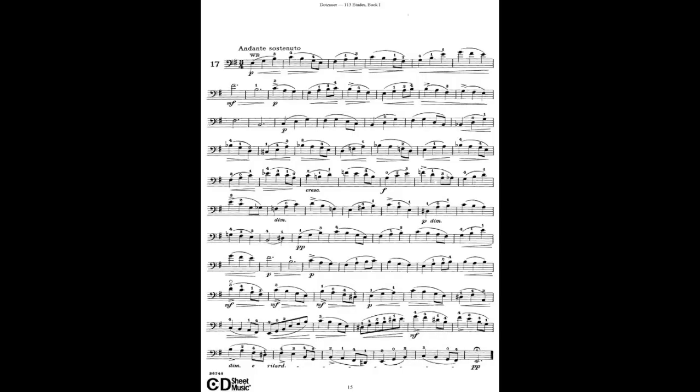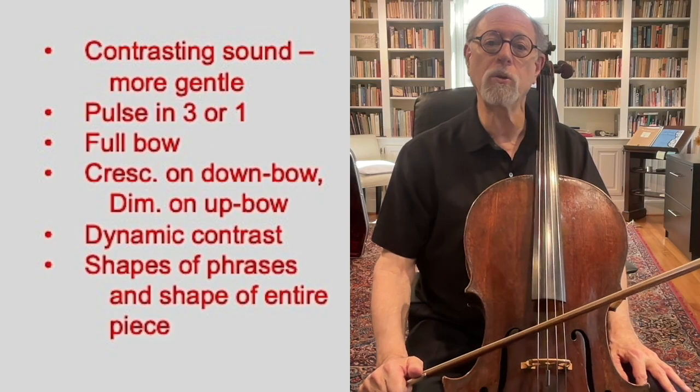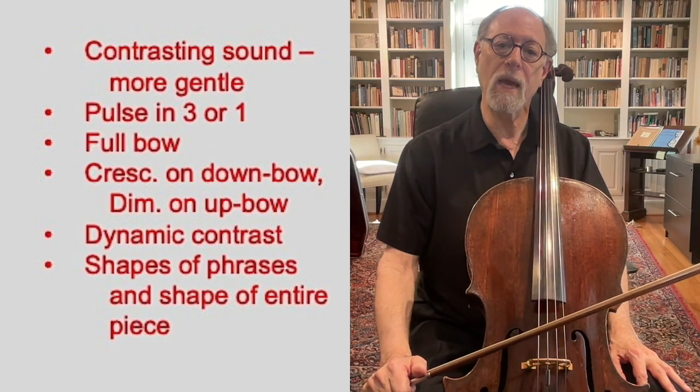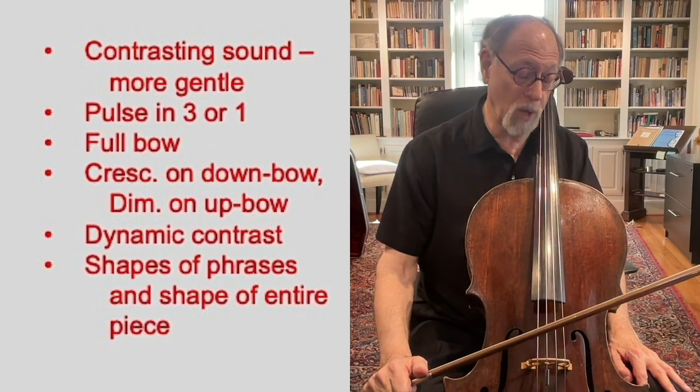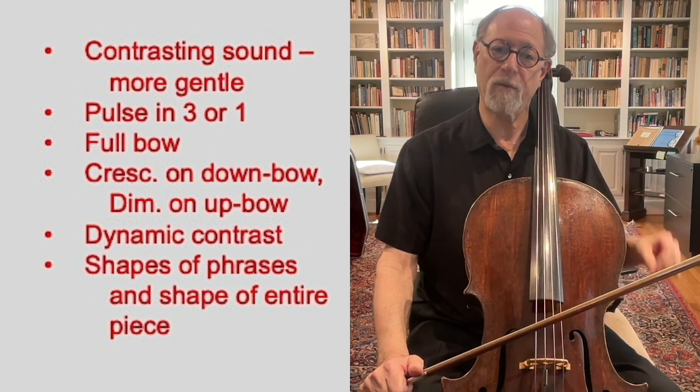After number 16, I often go right on to number 17 because that's so contrasting in sound. This one is slower and more gentle than number 16, but still uses a full core sound. It's almost a minuet in 3 with the quarter note, but it could be thought of in 1 with a dotted half as the pulse.